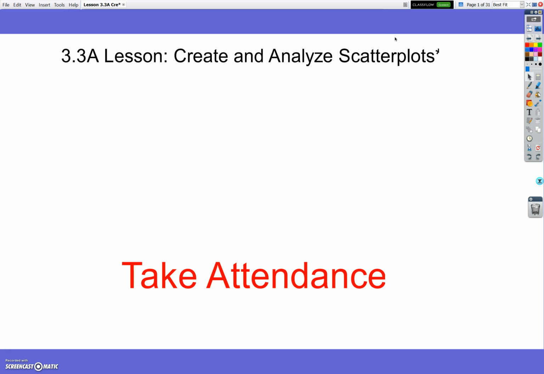Hey everybody, today what we're going to be doing is looking at lesson 3.3a, create and analyze a scatter plot. So what this is going to show us is graphing in the real world context. So far we've looked at linear equations where every point fit on an exact straight line. That's not always the case when we're taking data.